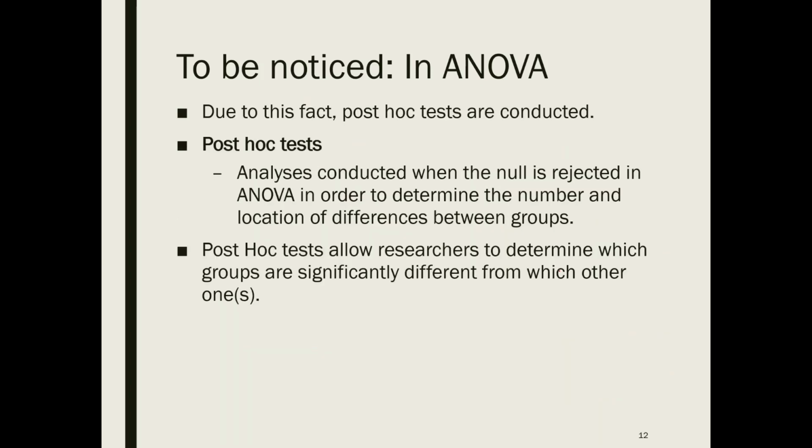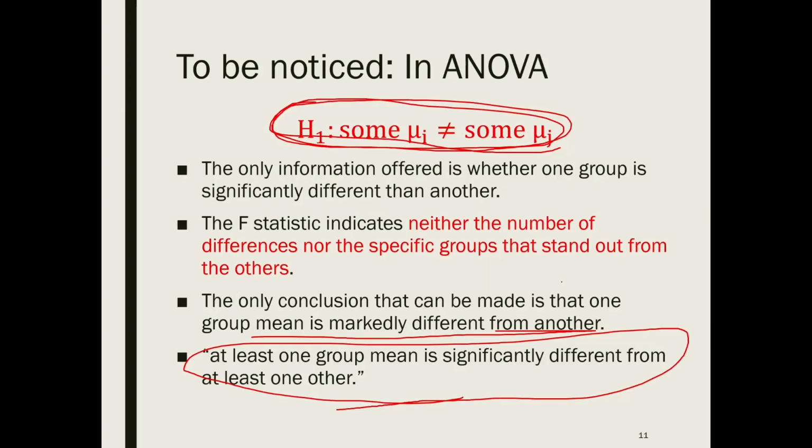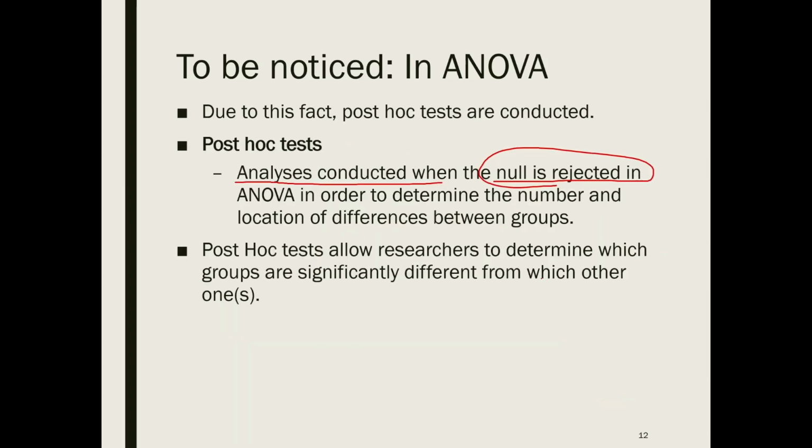Okay, so like I said, simply doing an F-test does not tell you which one is different from which other one. So what we're going to do is some post hoc tests. These are analyses conducted when the null hypothesis is rejected. So when the null hypothesis is rejected, what do we conclude? At least one group mean is different from at least one other. Now the post hoc test will tell us which one is different from which other one. So it allows researchers to determine which groups are different from which other groups.